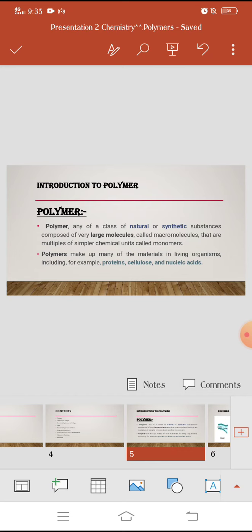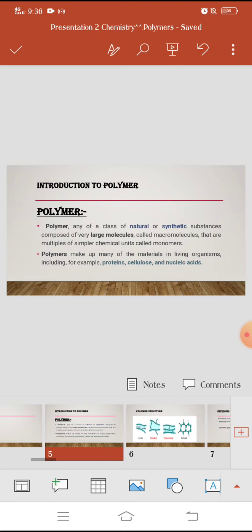First of all, I will introduce to you about polymer. What is polymer? Polymer is any of a class of natural or synthetic substances composed of very large molecules called macromolecules that are multiples of simpler chemical units called monomers. Polymers make up many of the materials in living organisms including, for example, proteins, cellulose and nucleic acid.